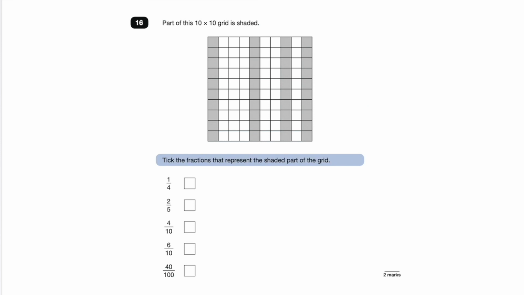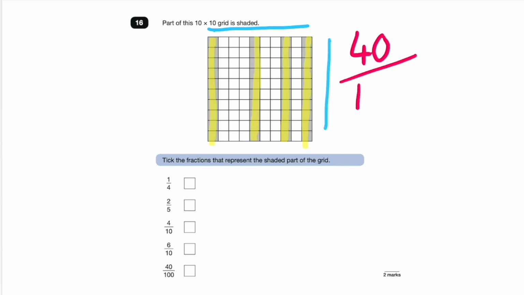Part of this 10 by 10 grid is shaded. We can see this is a 10 by 10. We have 10 squares across the top and 10 squares down the sides. Tick the fraction that represents the shaded part of this grid. And they've tried to trick us because they've shaded different positions rather than all next to each other. But we have 10 shaded here, another 10, another 10, and another 10. So we have 40 that's shaded. There was 100, so we have 40 over 100. So I can tick my 40 over 100.